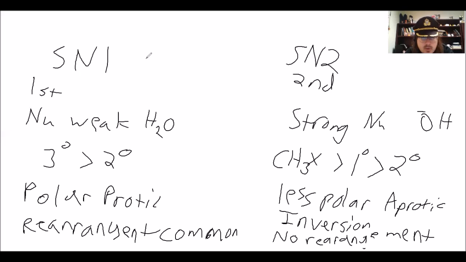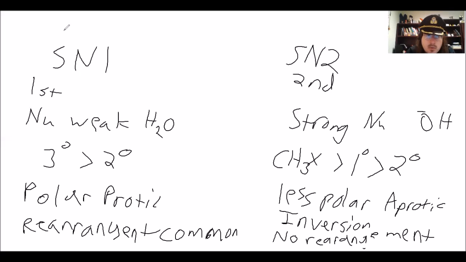Sn1 versus Sn2. Chirality on one side is retained. Chirality is flip-flopped in the other. Rearrangement is impossible with Sn2. Rearrangement is common with Sn1. So we have to watch out. A hydride shift could also turn this into a resonance stabilized carbocation.